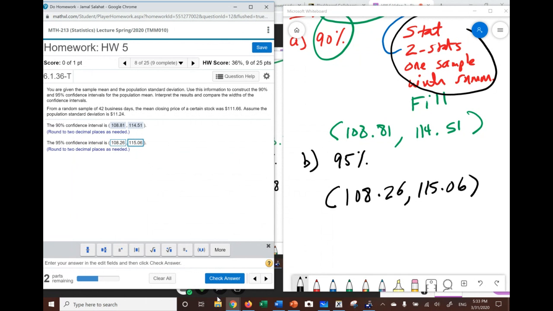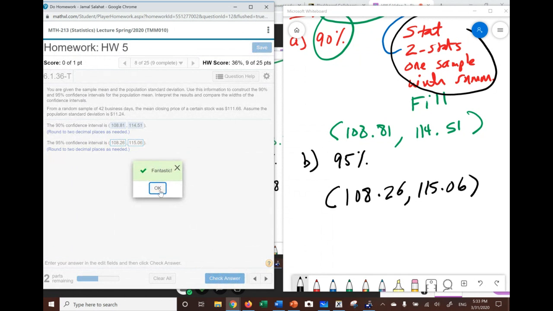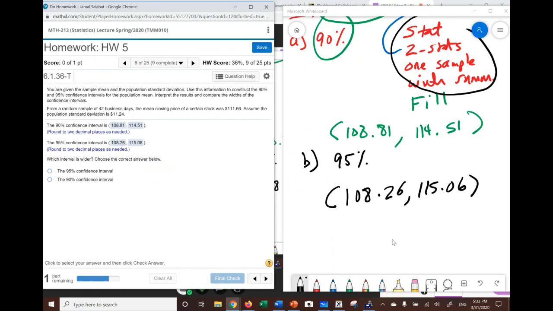And I want you to notice one thing. The question here says, which of the two intervals is wider? Now, which one is wider? We know that the 95% is wider because think of that, we have 90 people.